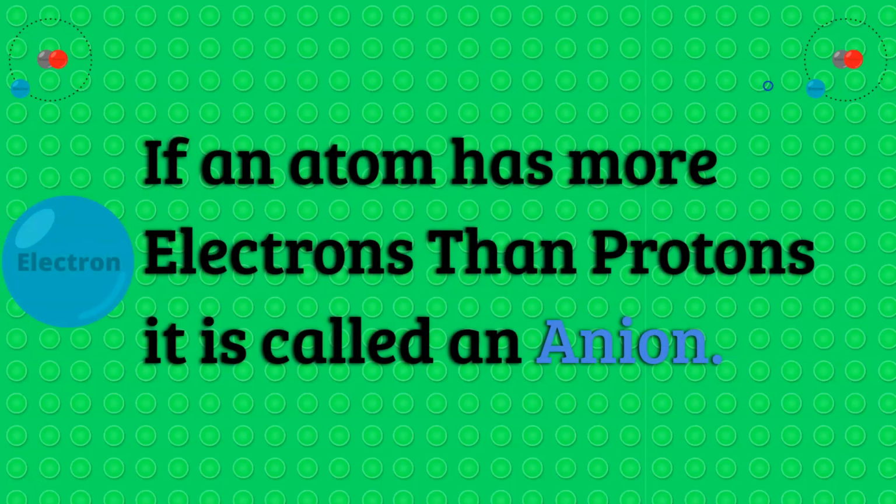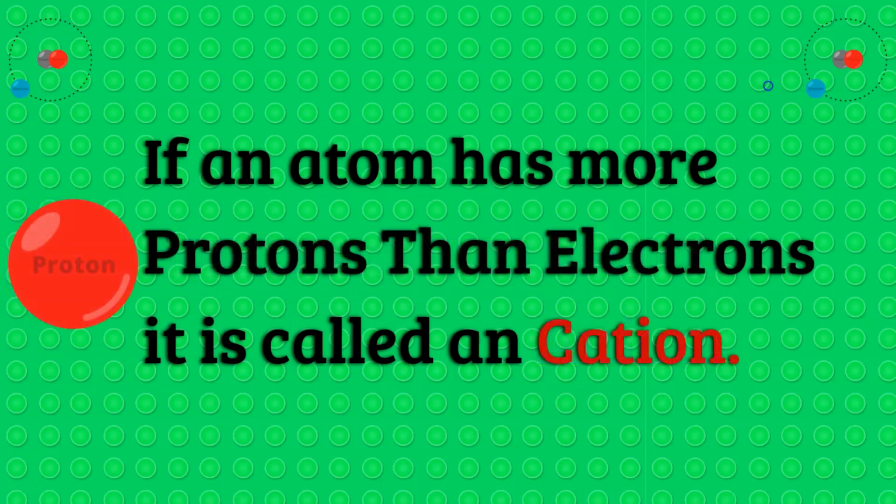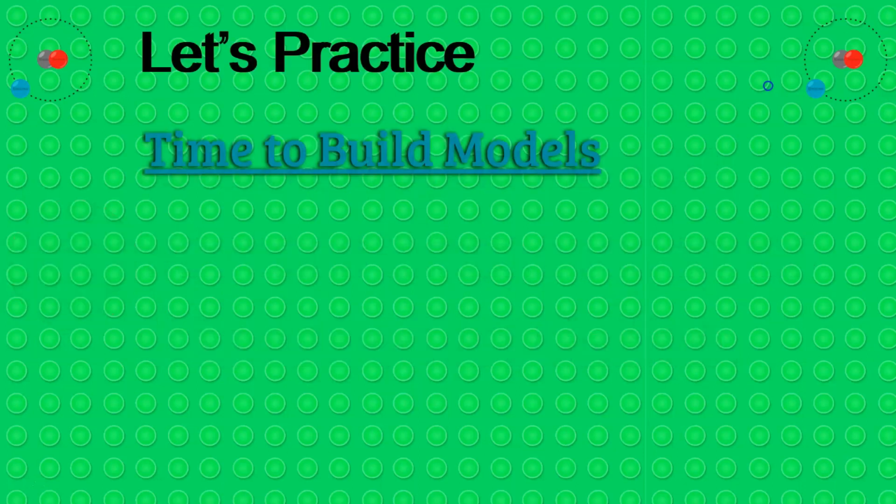Now, if an atom receives an electron, that atom has more electrons than protons, and it has a negative charge because it has more electrons. That particular atom is now known as an anion. If the atom has more protons than electrons, it is called a cation, and it has a positive charge. All right, let's practice.